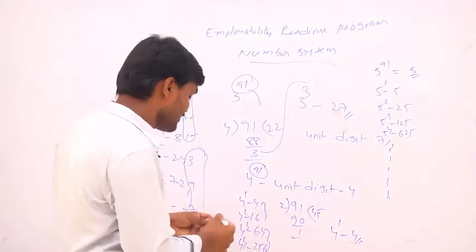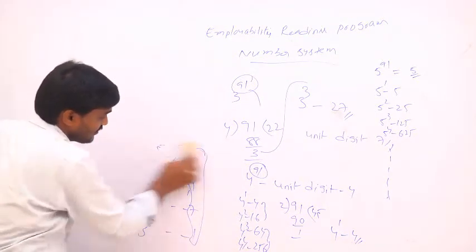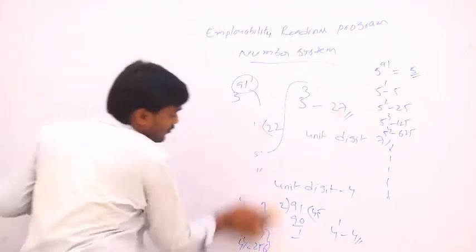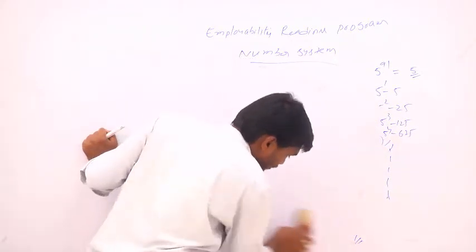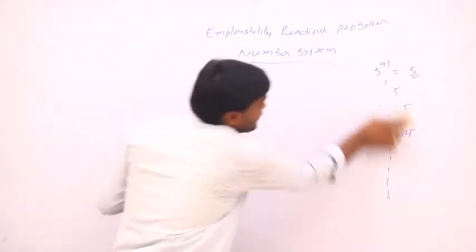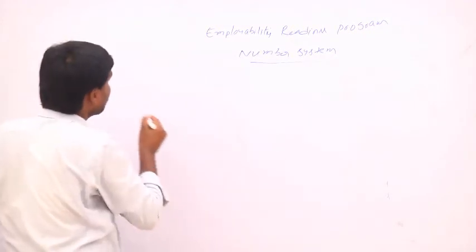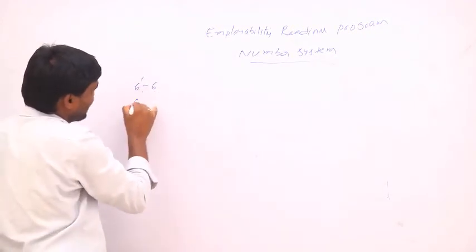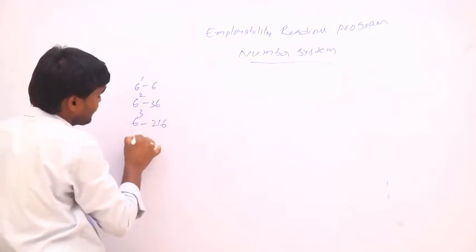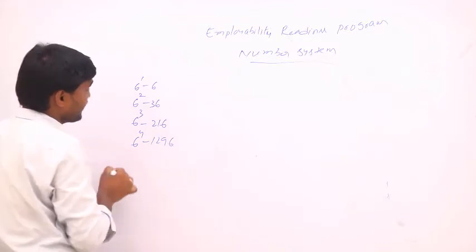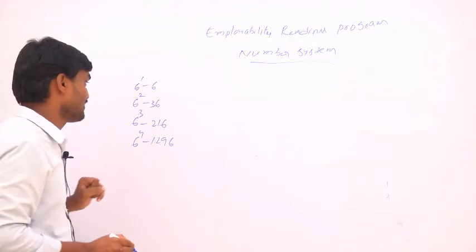Then next go to 6 power any number. 6 power 1 is 6, 6 square 36, 6 cube 216, 6 power 4 1296 and so on. That means for 6 power any number, the unit digit is 6.